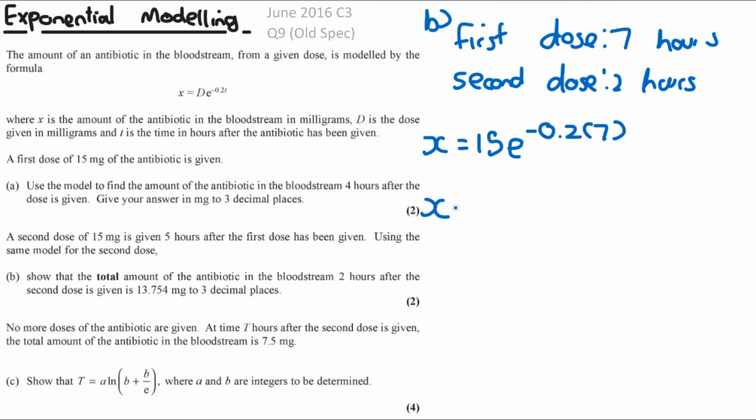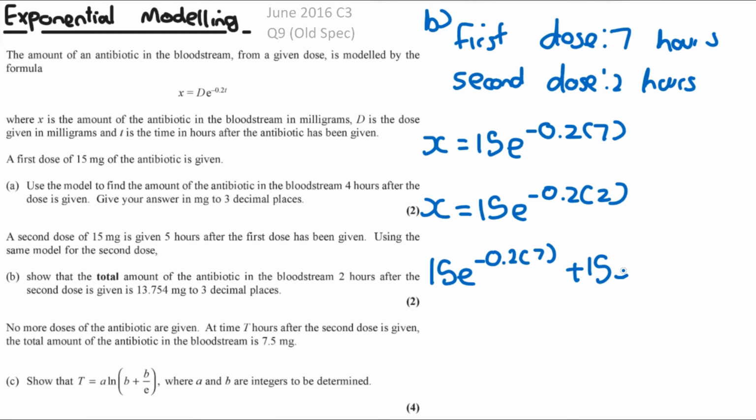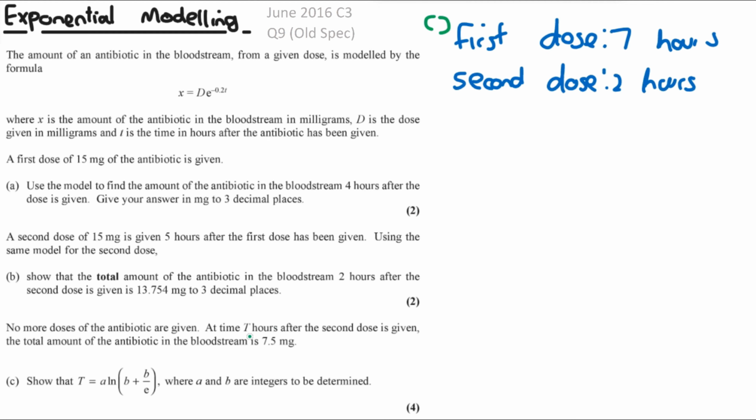And then x for the second dose is going to be equal to, again 15, it's the second dose as well, e to the power of minus 0.2, and then it's 2 hours. So the total amount of antibiotic is these two things added together: 15e^(-0.2×7) + 15e^(-0.2×2). And if you put this into a calculator to 3 decimal places, it gives the value of 13.754.